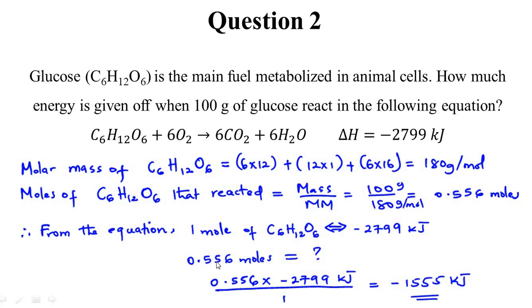Then what about 0.556 moles from our calculation? This results into 0.556 times minus 2799 over 1 to give us minus 1555 kilojoules. You can know why we talk about minus here. If you go back to classification of entropies and enthalpy changes, at what point do we have positive and at what point do we have negative, and what that means, because we have exothermic and endothermic reactions, and that is basically where we get the meaning of the minus.